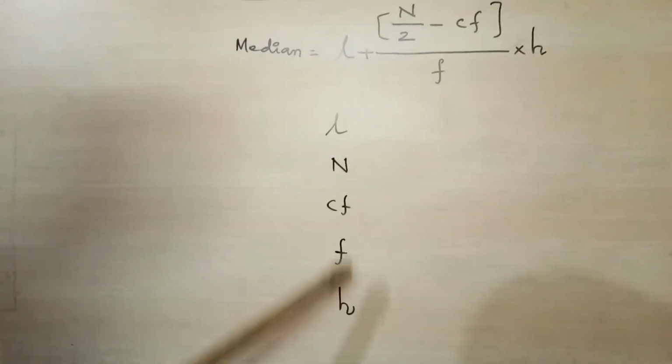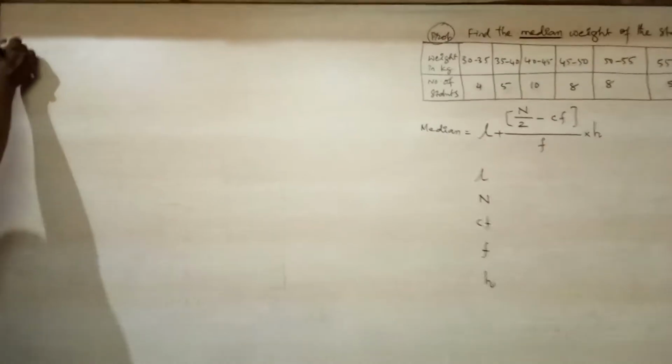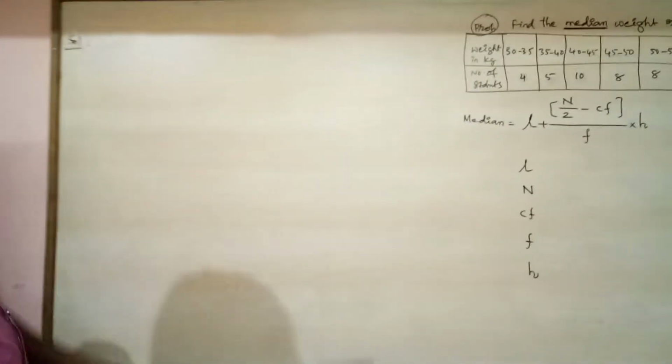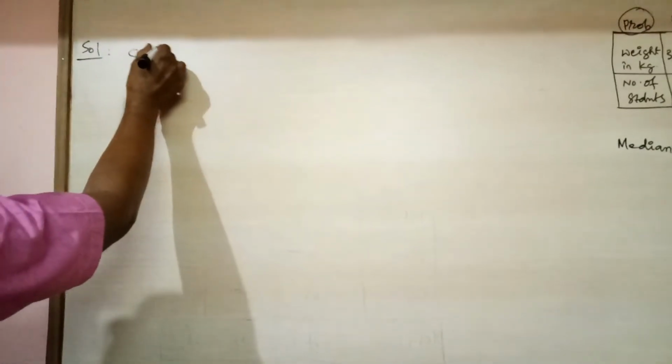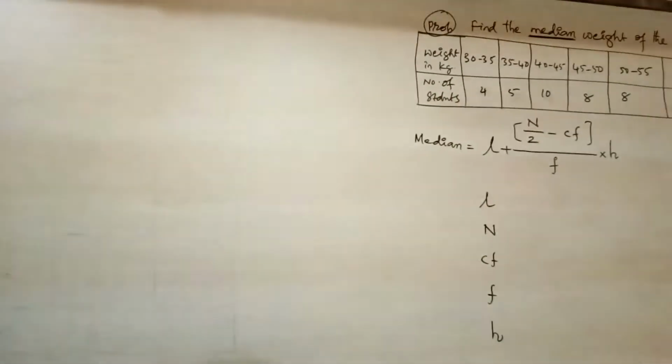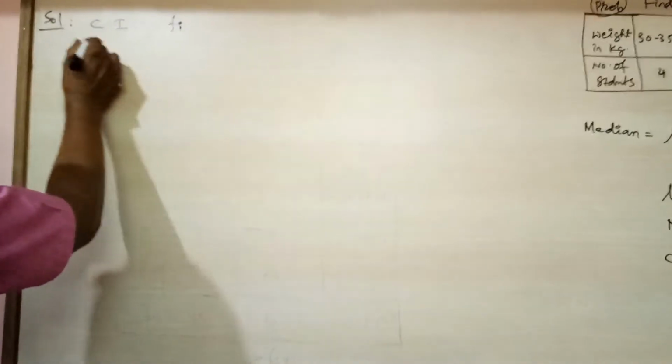Okay, to get these values, I am making a table. Let the weight in kg be the class interval. Let the number of students be the frequency. Frequency means fi.